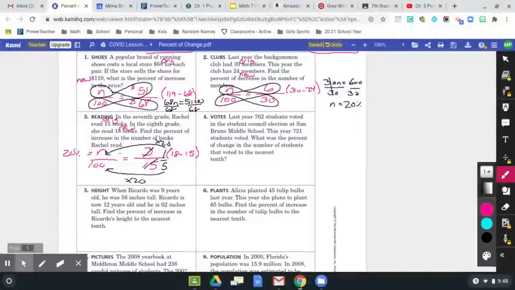And in this case, it told you that it was an increase. So the amount of books read from 7th grade year till 8th grade year was an increase of 20% or 3 more books.